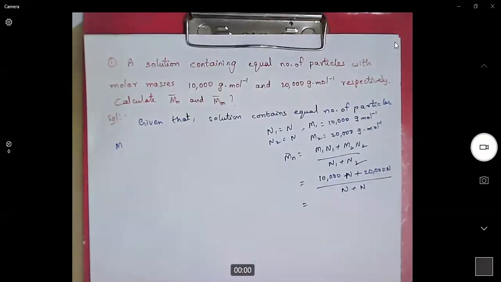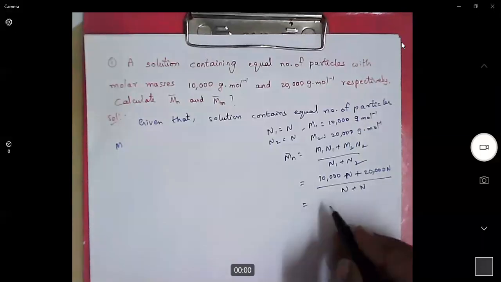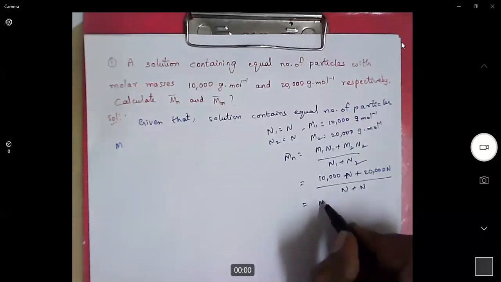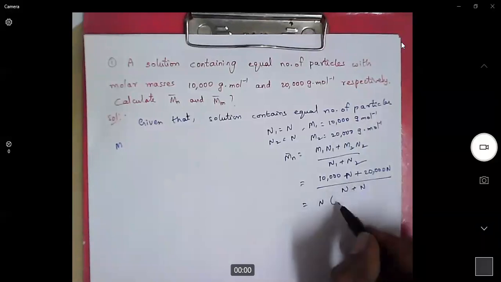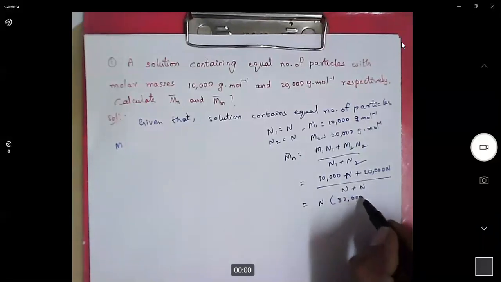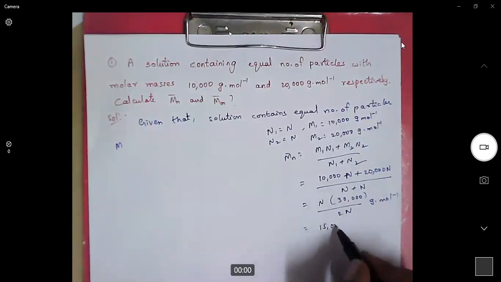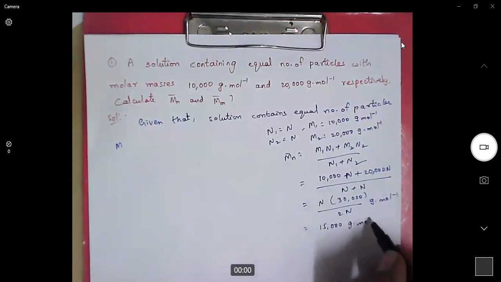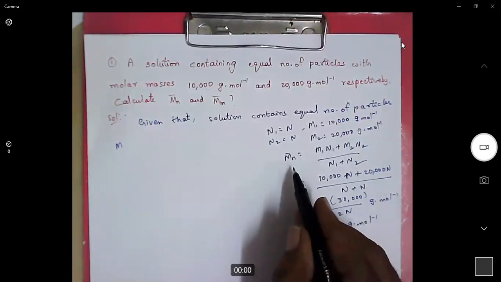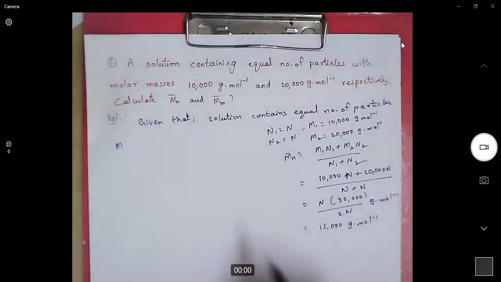So what is the value here? N will be a common term. 10 plus 20, it is 30,000 by 2N grams per mole. It becomes 15,000 grams per mole. So the number average molar mass for this solution is 15,000 grams per mole.